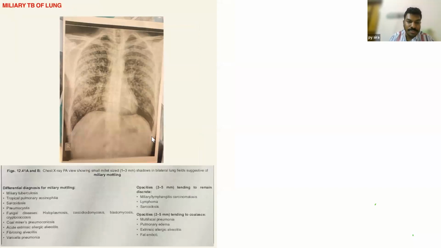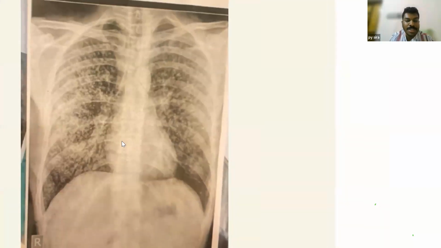And what is this one? This is an X-ray where you see a lot of minute dot things. So these lesions are going to be 2 to 3 millimeter in size. When these lesions are 2 to 3 millimeter in size and dispersed in all zones of the lung, this is going to be called as miliary mottling.